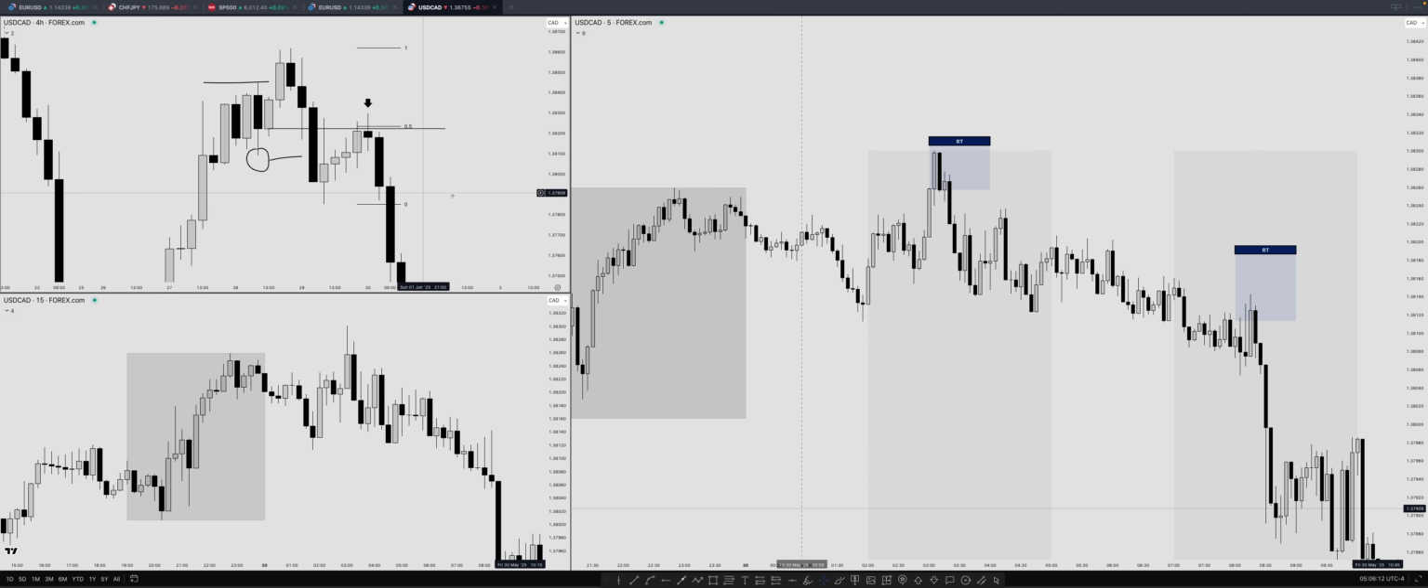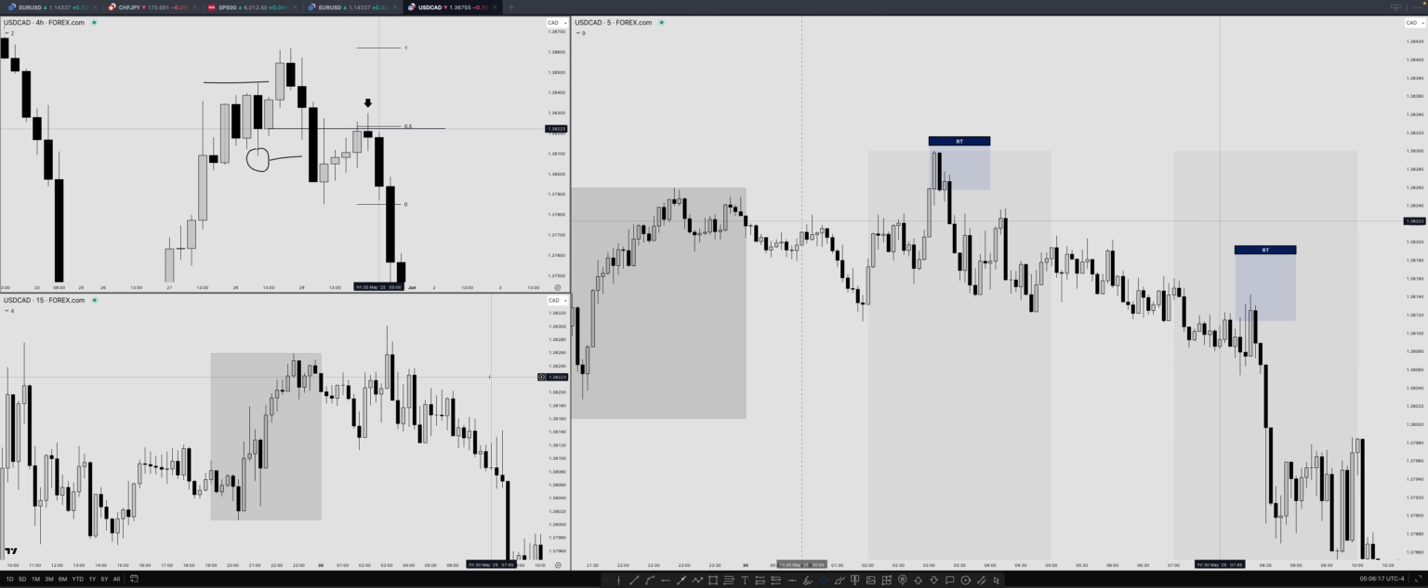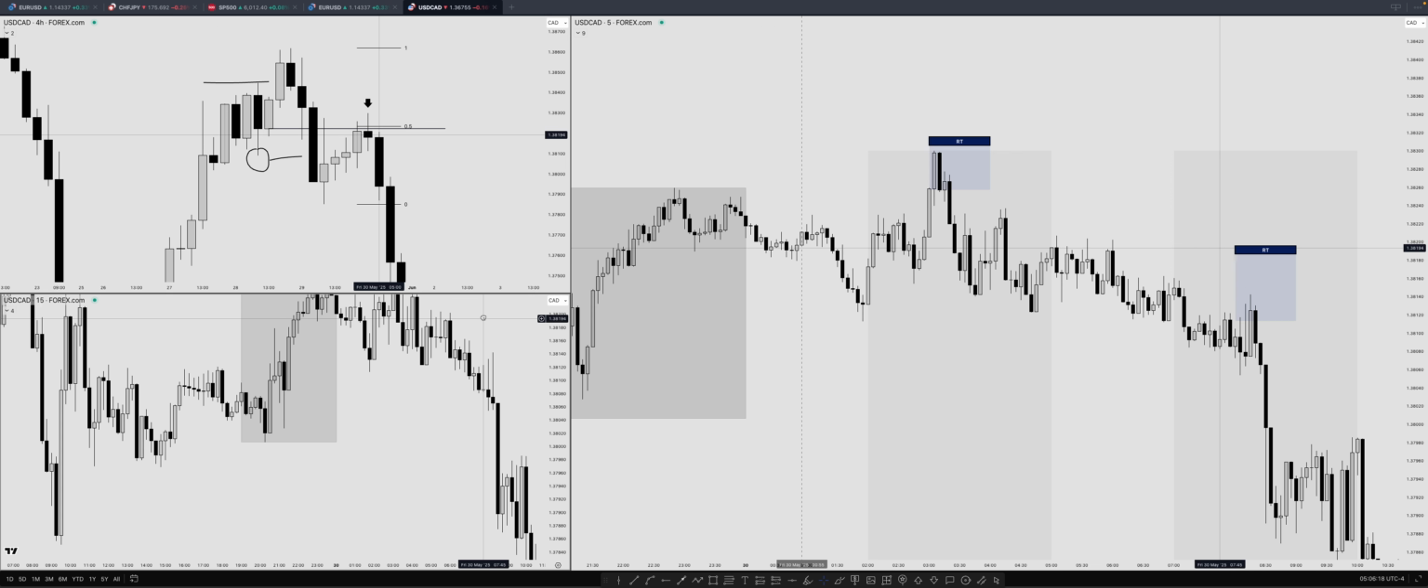This is when we can focus on lower time frames to see, firstly, if we have quick draws on liquidity, quick liquidity pools that we will be targeting.